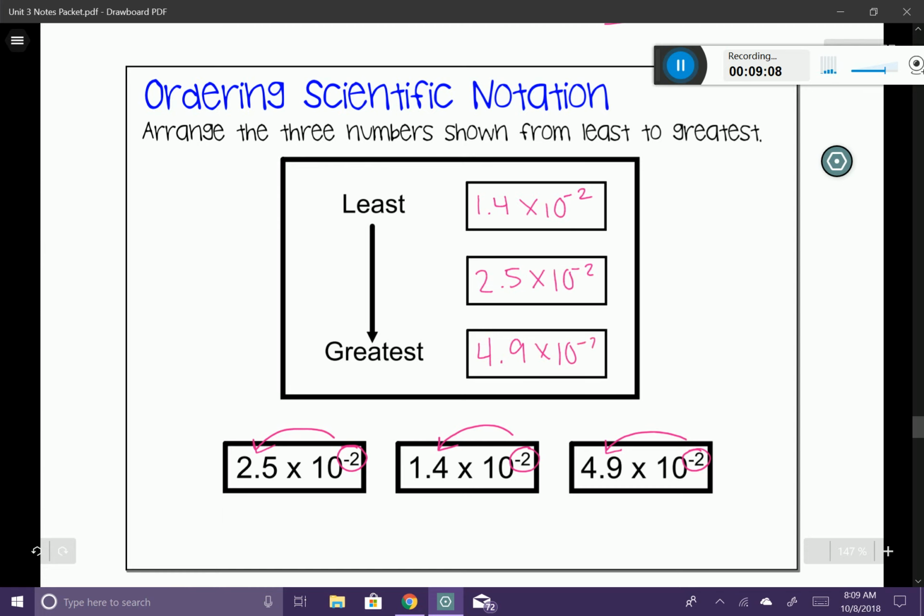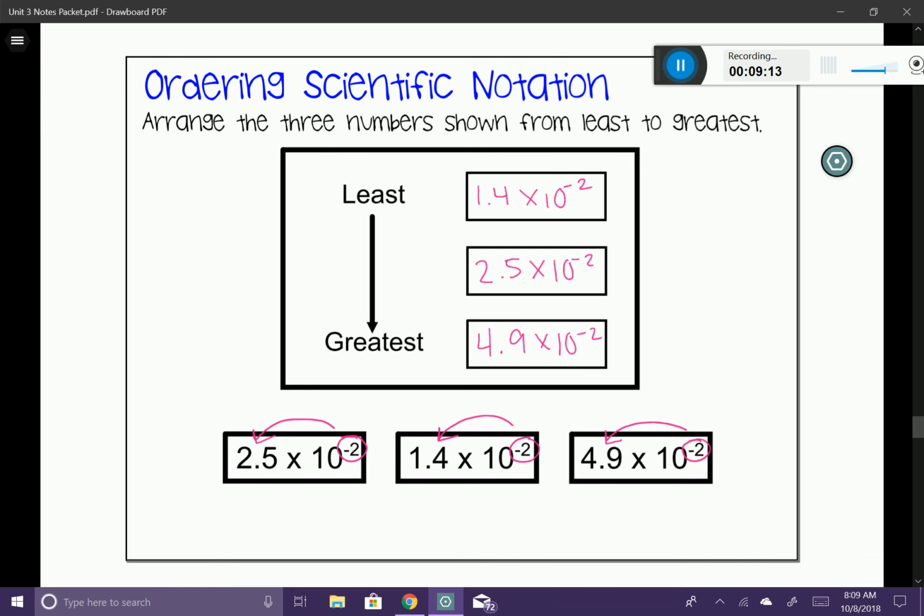All right, I am going to go ahead and take a moment and actually write these in standard form so that you can see. The first one is going to be 2.5, and I'm going to move it 1 space, 2 spaces to the left to give me 0.025. The next one is going to be 1.4. I'm going to move it 1 space, 2 spaces to give me 0.014. And then the last one is going to be 4.9. I'm going to move it 1 space, 2 spaces to give me 0.049.